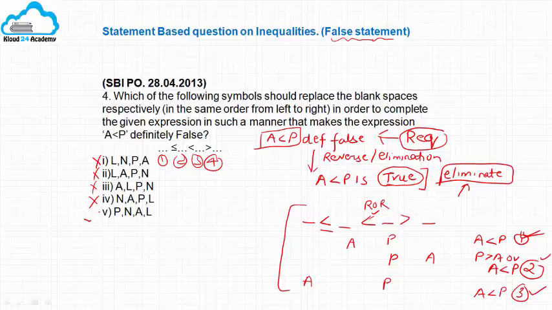So we are left with this fifth option, which is the answer. This is what we wanted. A less than p definitely false. We eliminated the case in which a less than p was true and then we found the answer.